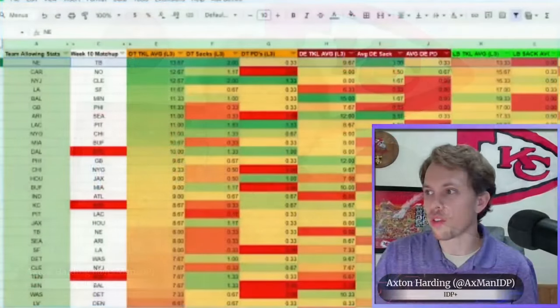Now, I know I've talked for about 5 minutes here off the top, and you haven't got a whole lot of stats. So let's stop jabbering, Axton, and jump right into the numbers. That's what you guys want to see. So let's go ahead and jump right into the numbers. I've already got it filtered here.